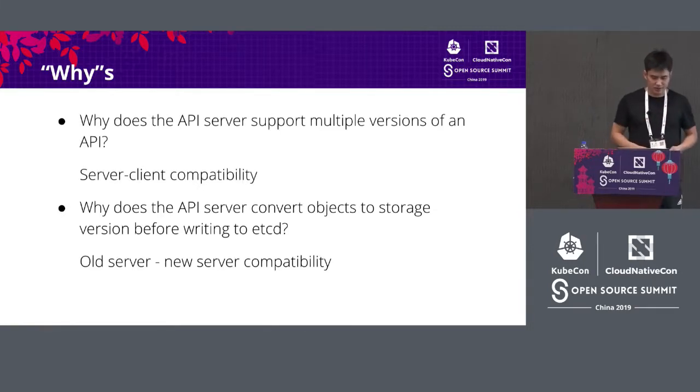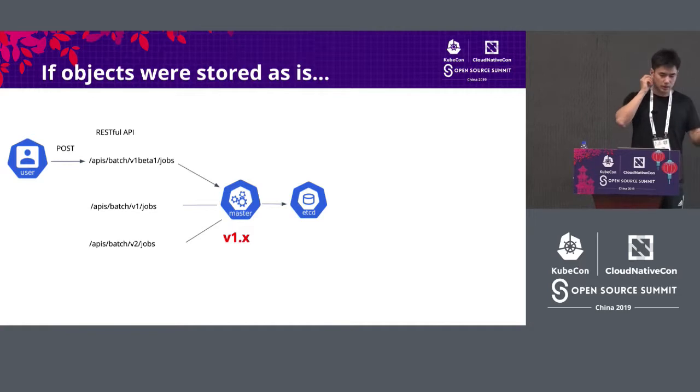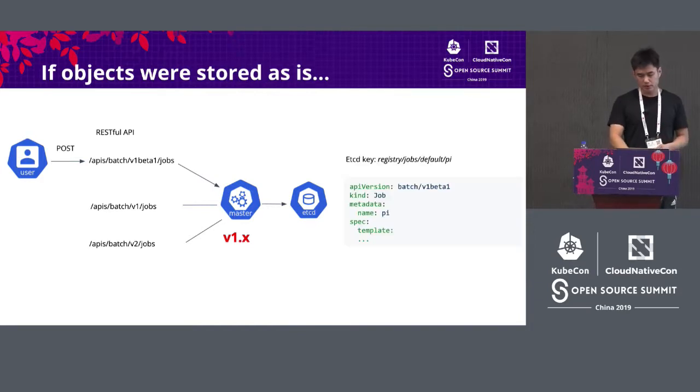So the reason is it's for old server and new server compatibility, but I'll explain it with an example. Let's suppose the API server stores the objects as they're passed in, and the user is creating the job via the v1beta1 endpoint. And let's say the API server doesn't do any conversion. It just stores it as batch v1beta1.